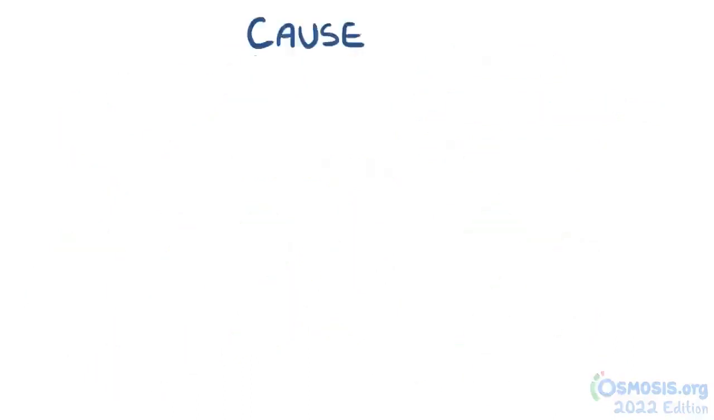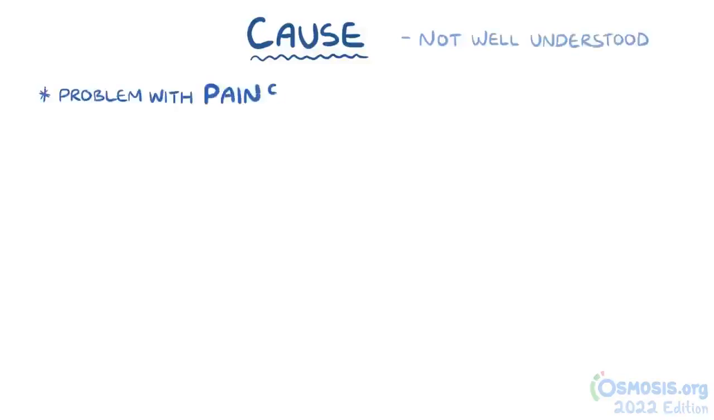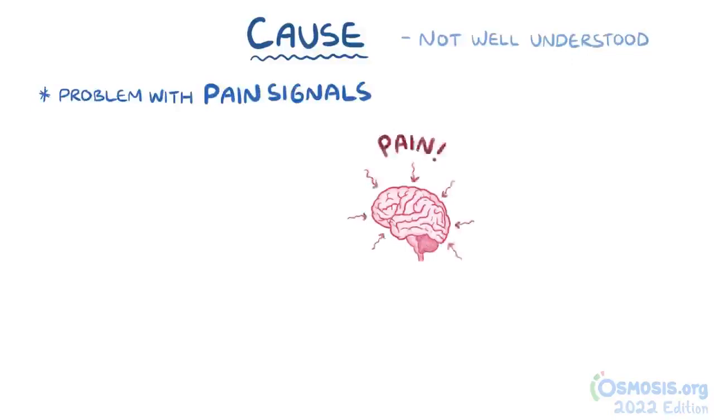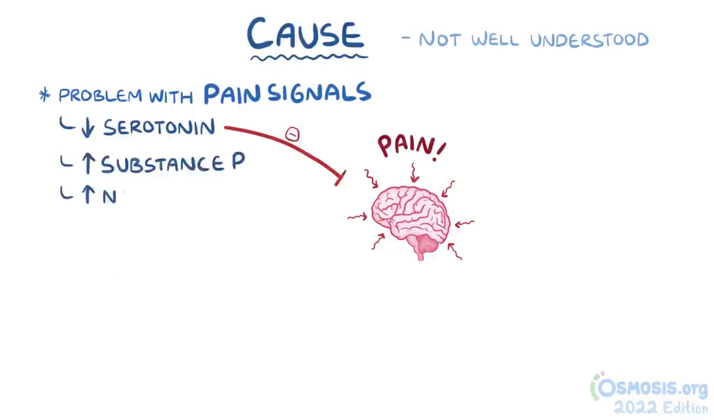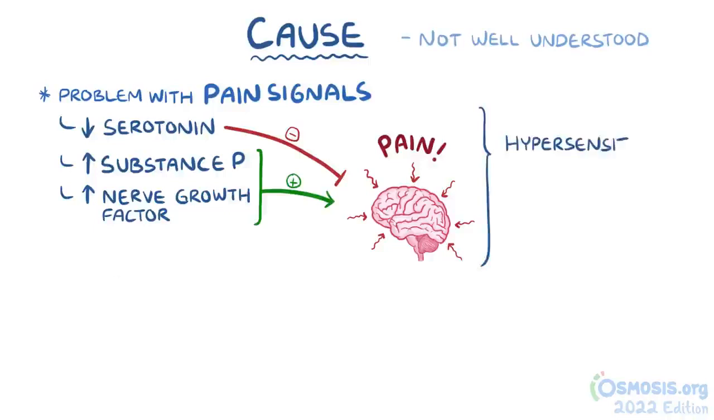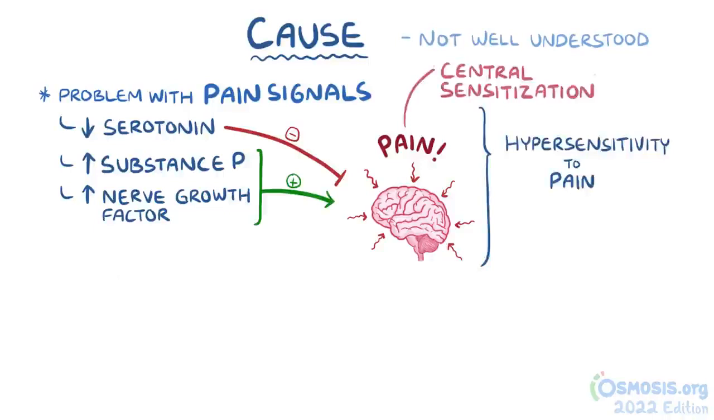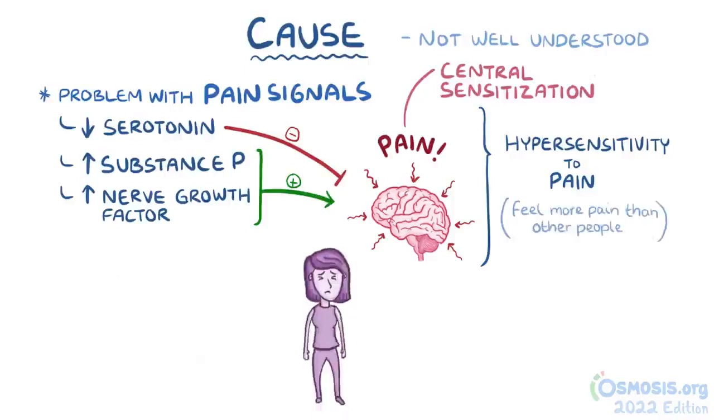In fibromyalgia, the underlying mechanism isn't well understood, but there seems to be a problem with how the brain receives pain signals. Generally speaking, individuals have low levels of serotonin, which is involved in inhibiting pain signals, and elevated levels of substance P and nerve growth factor, which are involved in propagating pain signals. Together, these are thought to play a role in the hypersensitivity to pain, which hints that fibromyalgia might be a condition of central sensitization. In other words, if a person with fibromyalgia were to cut their finger, they would perceive more pain compared to other people.